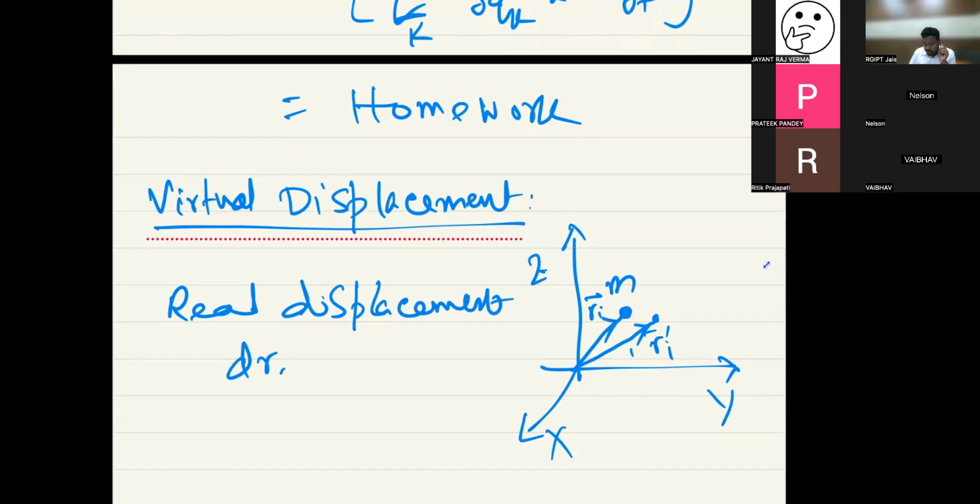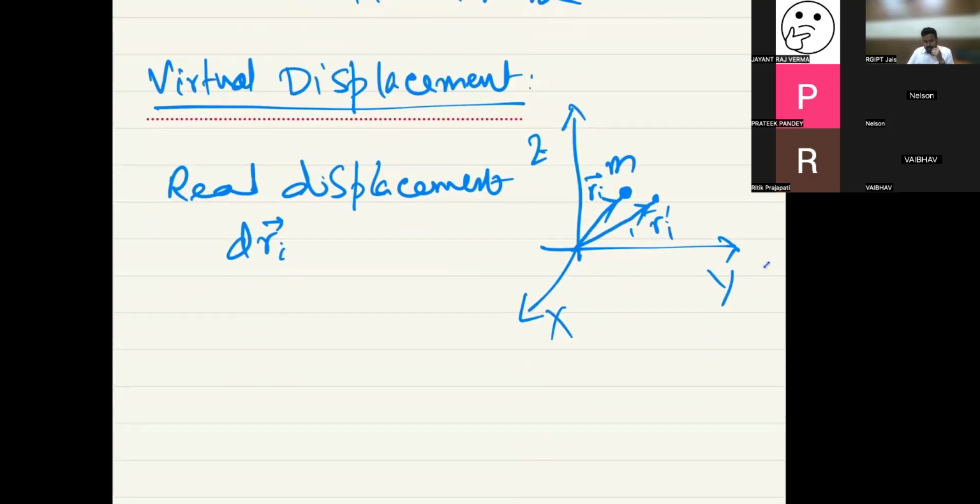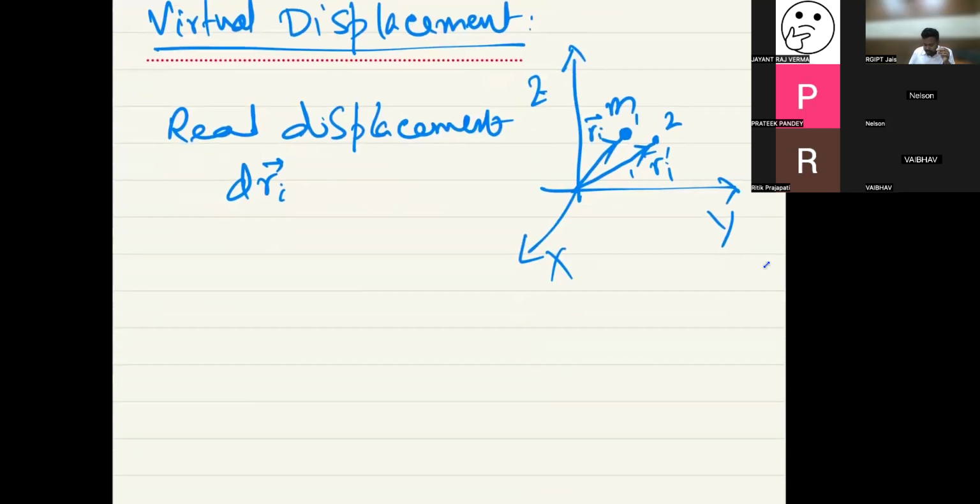This we generally denote by dRi. Now for real displacement, if you are moving the particle from 1 to 2, you need some amount of time to move the particle from 1 to 2. What is virtual displacement?